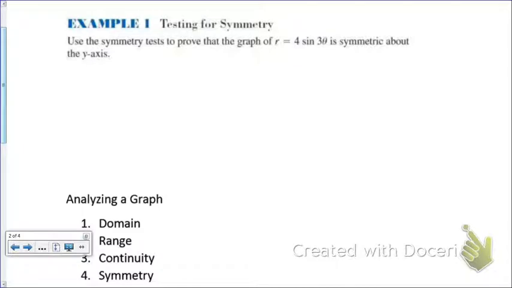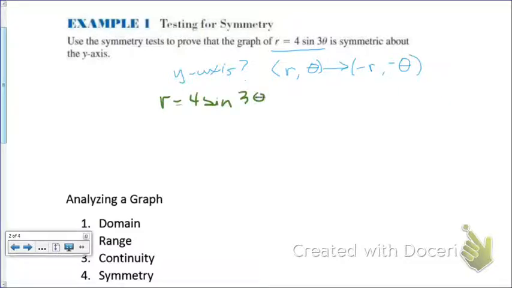Okay, so we're on the second page here in the first example, and we're going to test for symmetry. So we're going to actually do one of the symmetry tests. We have our original function, which is r equals 4 sine 3 theta, and we want to know if it's symmetric about the y-axis. And to do that, we're going to take r and theta and replace it with negative r and negative theta. Okay, so I'm going to try that. I've got r equals 4 sine of 3 theta. And we're going to start replacing.